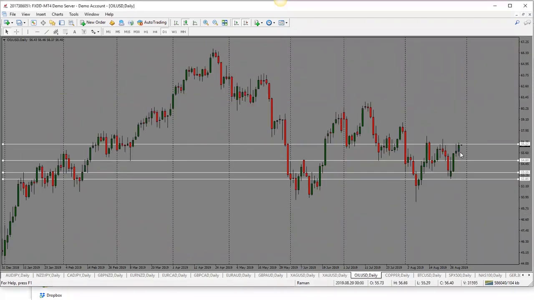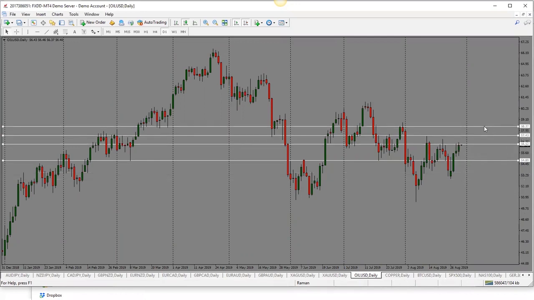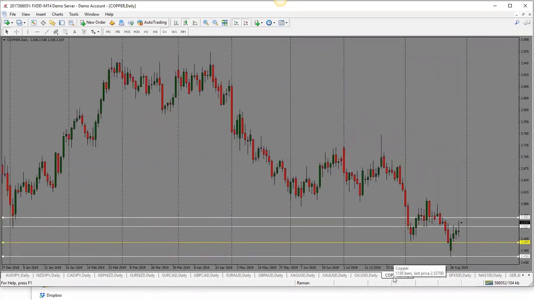Oil here, oil is looking bullish today, and it's right into the resistance, but looking bullish. So next move, I will look for it to be higher at 57.50. And if it goes through that, then we are looking at 58.50. So bias is bullish here for oil.